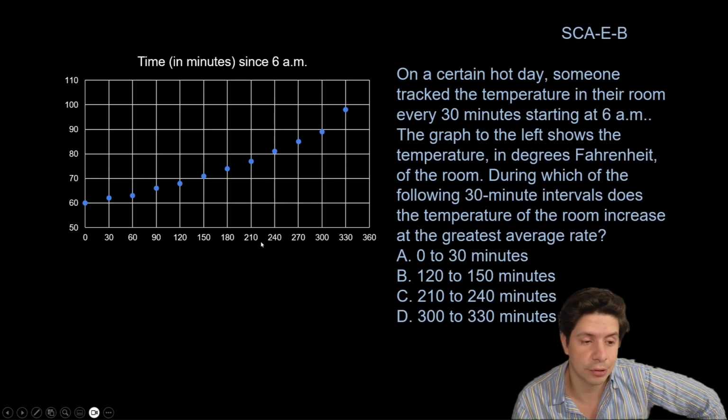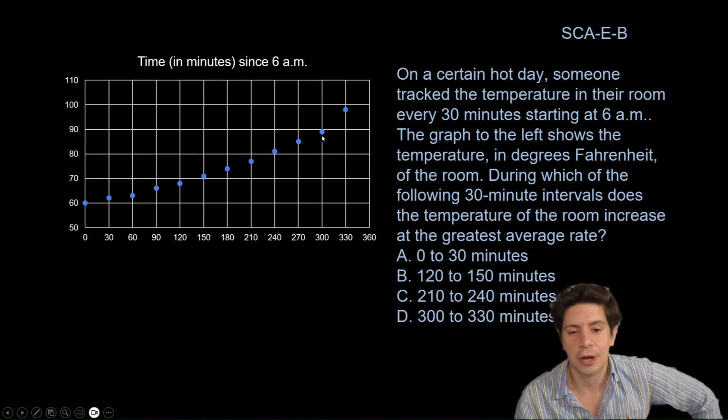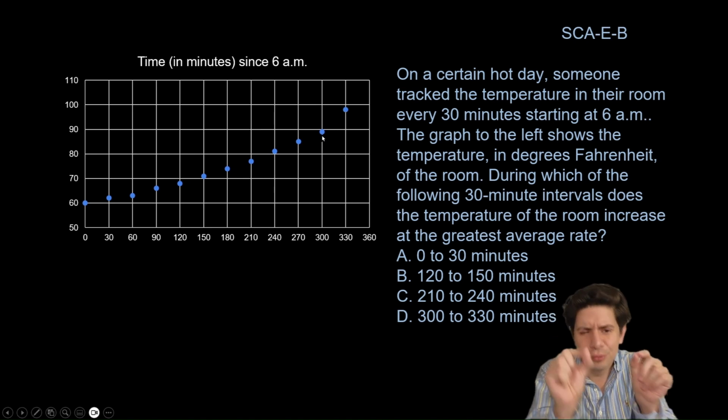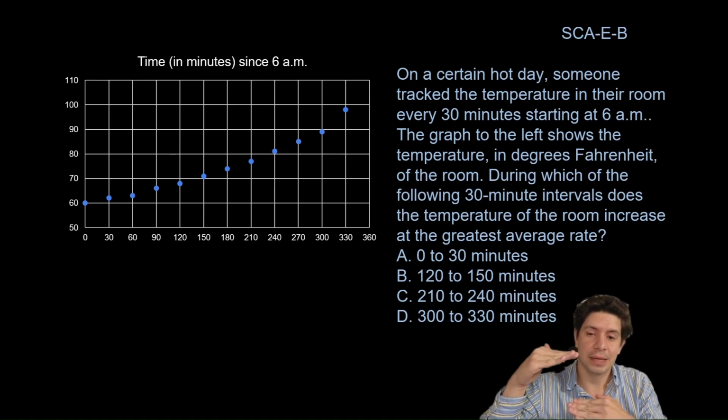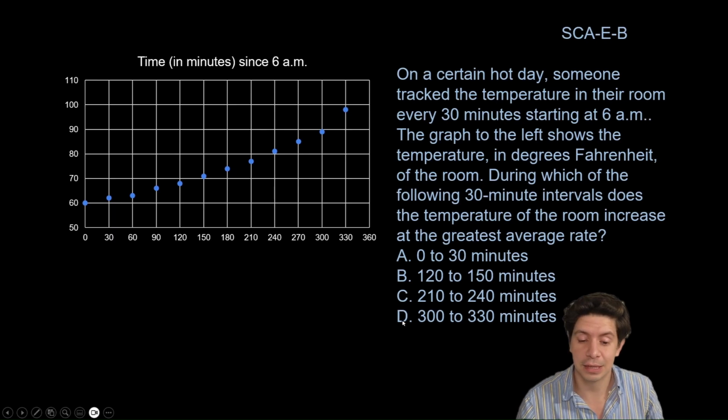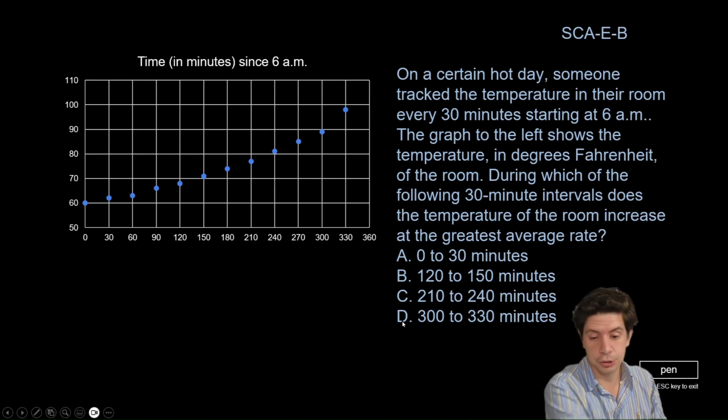So 0 to 30. Okay, there's that jump there. 120 to 150. Okay, those look pretty reasonably the same. 210 to 240. Okay, that looks a little bigger. And 300 to 330. Okay, that's clearly the biggest jump. On a question like this, it shouldn't be, ooh, what's the closest? Ooh, close. No. It's going to be all about a big, clear one. So this one is big and clear. It is D as in dog.